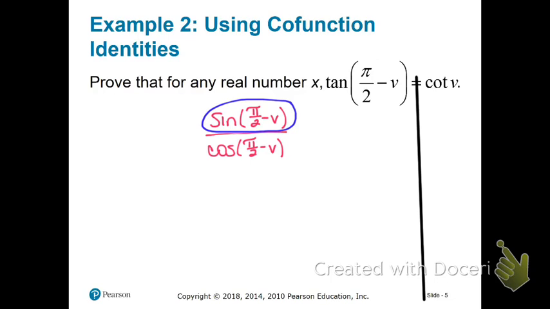So sine of pi over 2 minus v, this is my u, and this is going to be my v. So it's going to be sine of u, which is pi over 2, cosine of v, minus cosine of u, which is pi over 2, sine of v.